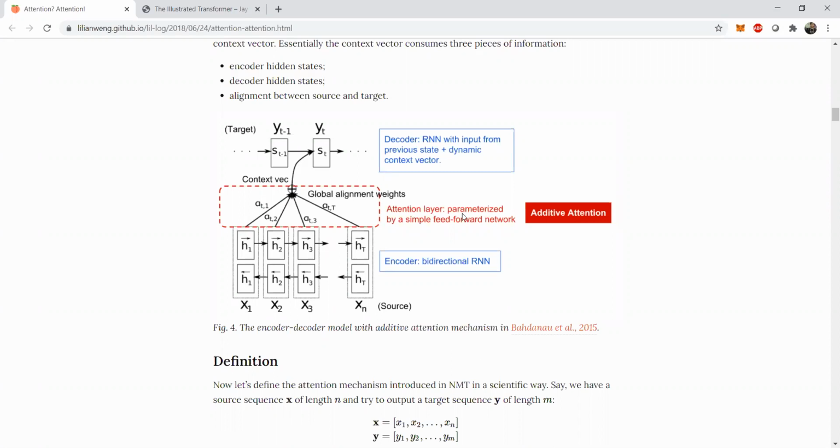This attention layer that we see is parameterized by a simple feed-forward neural network, which in our case is just adding the weights and applying a nonlinear activation. And this is known as additive attention or additive style of attention. And then we pass this context vector to the decoder along with the input vectors also, because we want the input vectors.